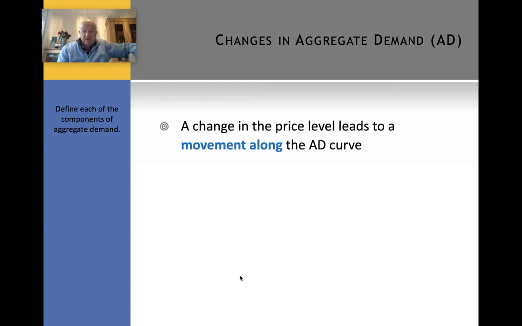So for any changes in aggregate demand, let's look in the first instance at movements along the AD curve. Any movement along the AD curve is caused by a change in the price level. Okay, so movements along the AD curve are caused by a change in the price level.